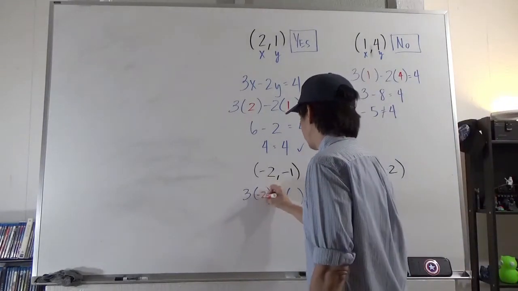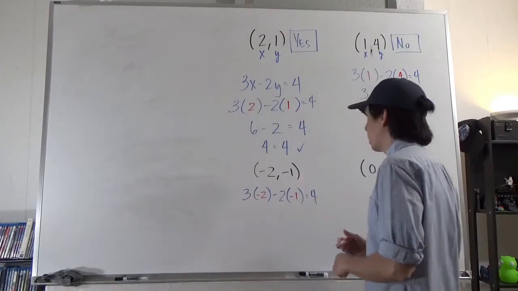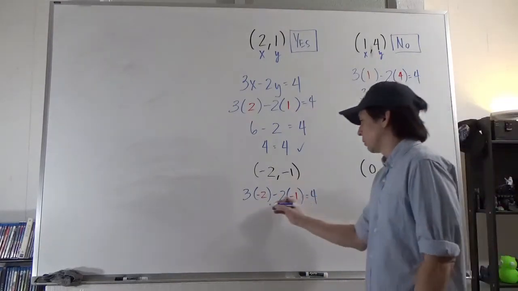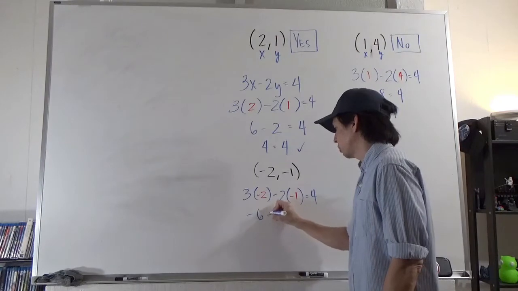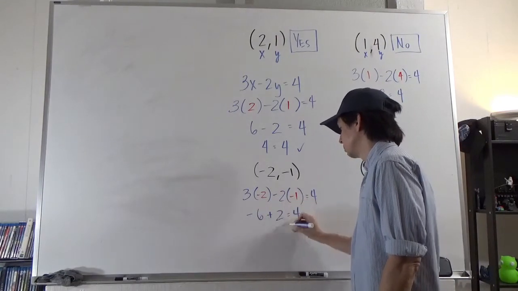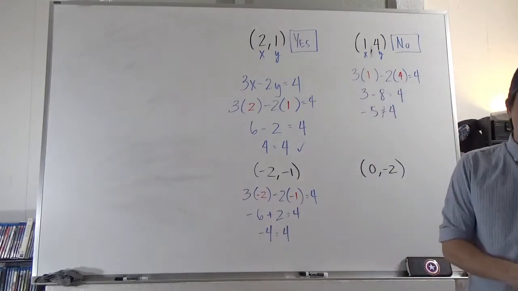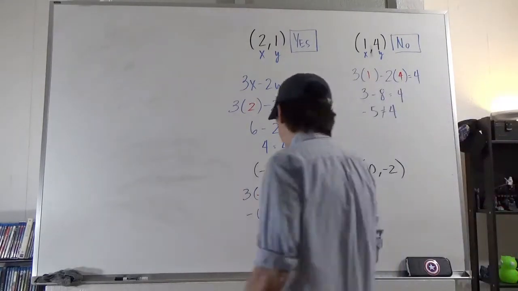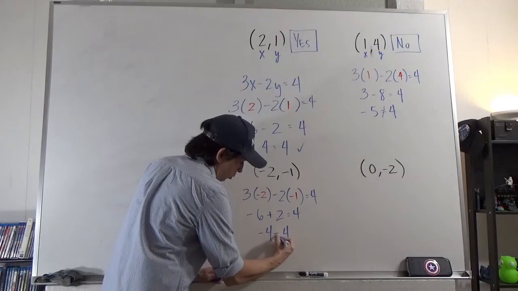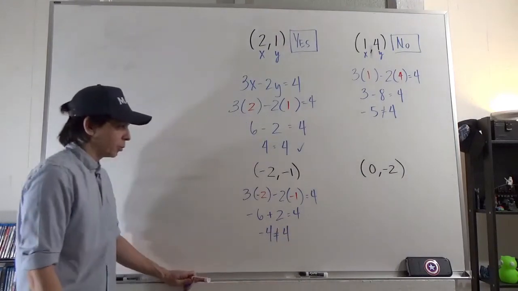We've got a negative 2 for x, a negative 1 for y. It's going to give me negative 6 plus a positive 2 which simplifies to -4. That's not the same. -4 and +4 are different numbers. Don't be fooled by that. That's a not equal to. That's a no.